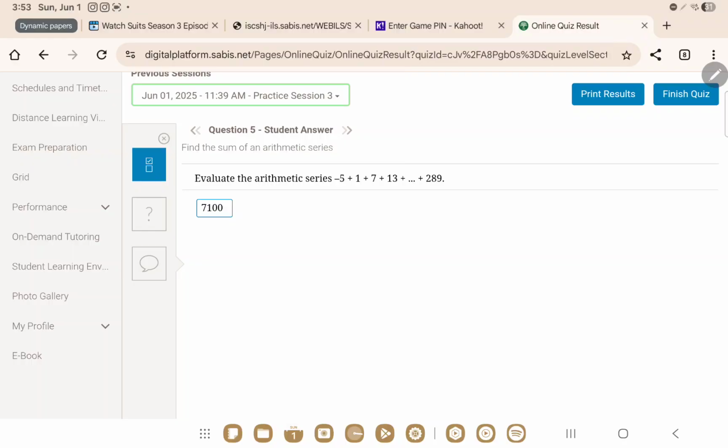Evaluate. So, okay, what does this mean? They're gonna tell you, which means just find the sum of all the numbers till this term. Now, you're gonna say, okay, but how do we find this term? You find this term by using the equation. Which equation? a1 plus d into n minus 1 equals 289.